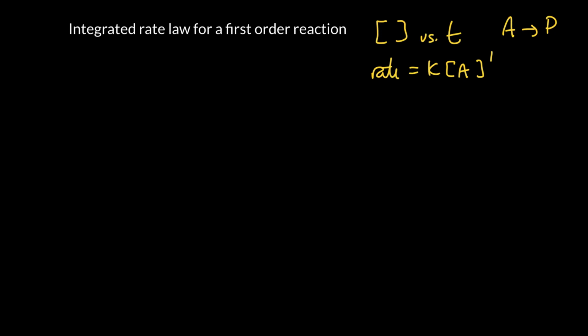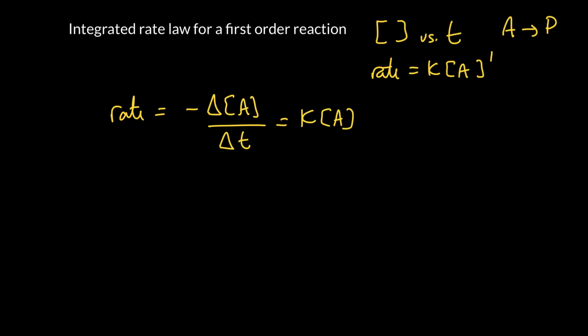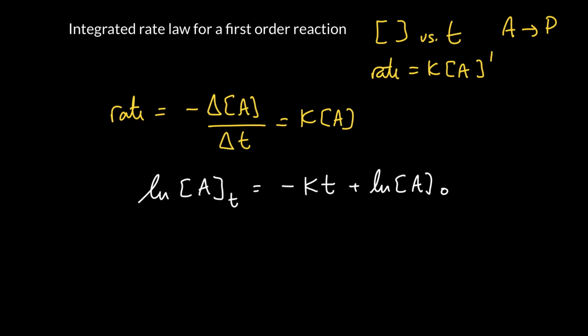We can show that the rate of the reaction is equal to the change in concentration of A with time. So we're just using our definition for what we mean by reaction rate, and it's equal to k times A. So this is actually what we call a differential equation, and we can use a little bit of calculus. We can essentially integrate it, and when we integrate it, what we find is that we get the natural logarithm of the concentration at time t is equal to minus the rate constant times the time plus the natural logarithm of the concentration at the beginning of the experiment.